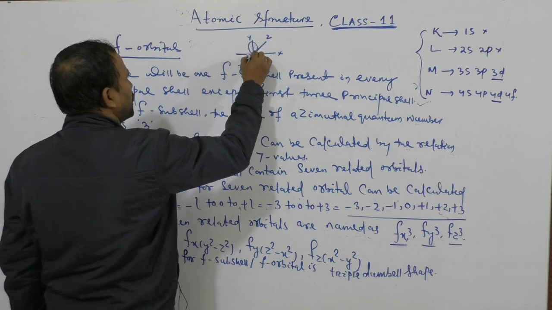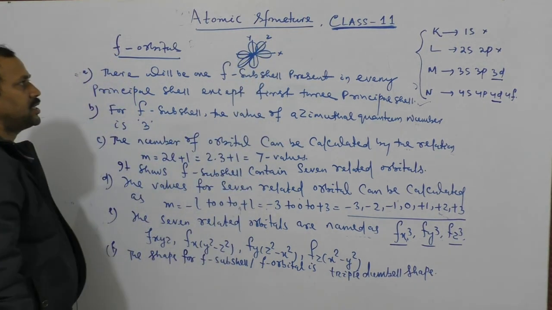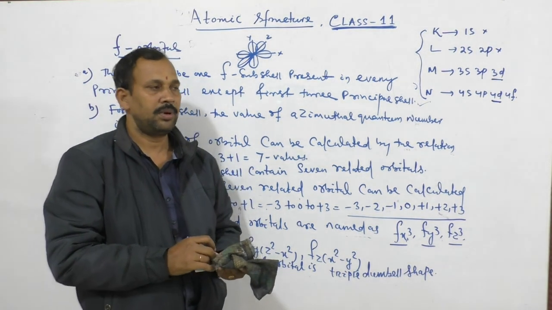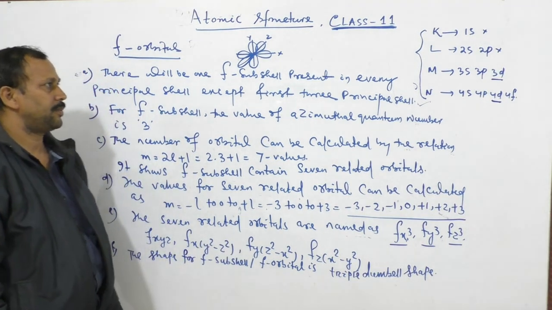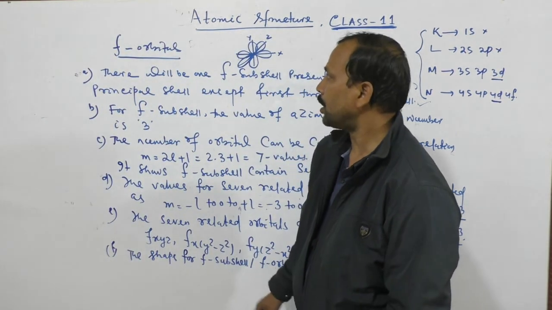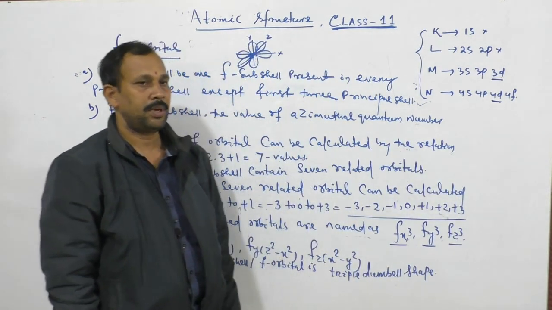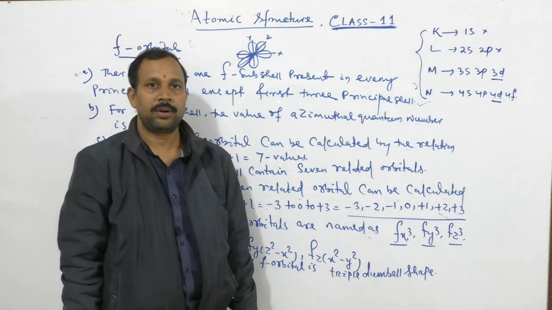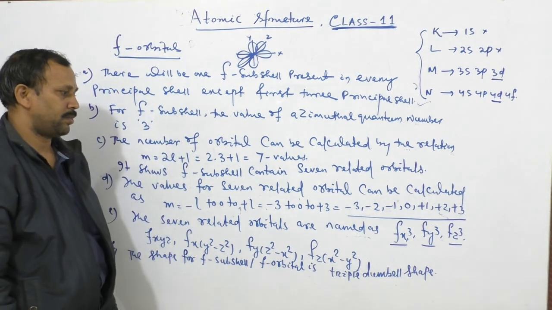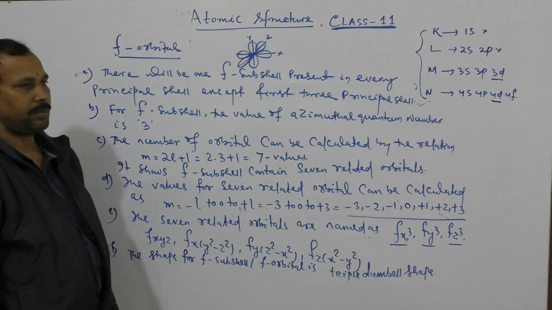Now it can only be represented as fxyz. There is no other space present where you can arrange the different lobes or different dumbbells. Therefore the shape is triple dumbbell shape, but the representation is complicated. Now this is the idea about f orbital or f subcell. The shape for both subcell and orbital is the same. The shape for subcell is determined by the azimuthal quantum number, but other things are determined by the magnetic quantum number for orbital.